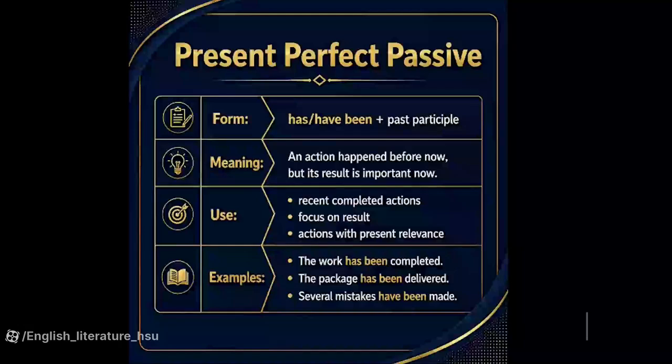And we have past perfect passive. Its structure is had been plus past participle. It means that an action had already happened before another past action. And we use this passive form for an earlier past event or background completed action before another past event. For example, when we say the tickets had been sold before we arrived, or the evidence had been destroyed. Had been sold, had been destroyed, or had been prepared. These are past perfect passive.